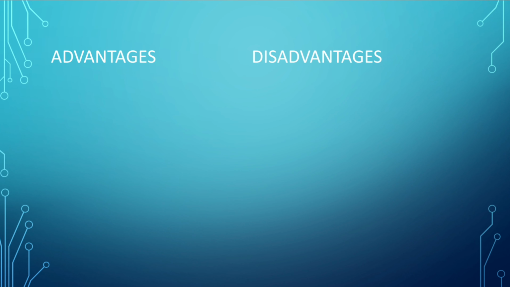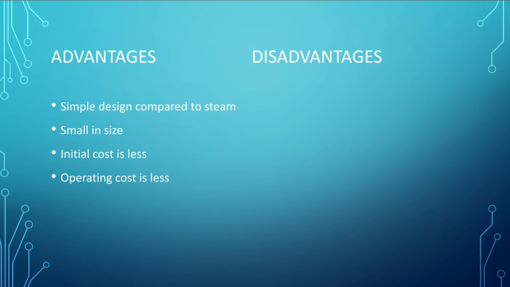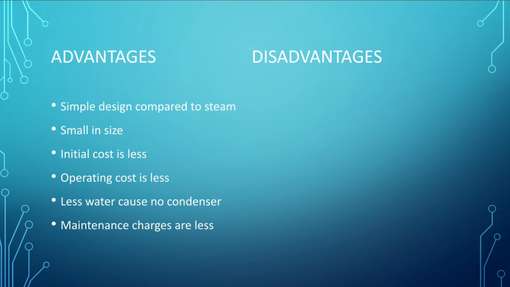Advantages and disadvantages of gas power plant. First, the advantages of a gas power plant. The gas power plant is simple in design as compared to the steam power plant. They are small in size as there is not so much use of equipment. The initial cost for the gas power plant is less. Operating cost of a gas power plant is less. There is less requirement of water availability, so there is no need for the condenser. The maintenance charges are less for a gas power plant.